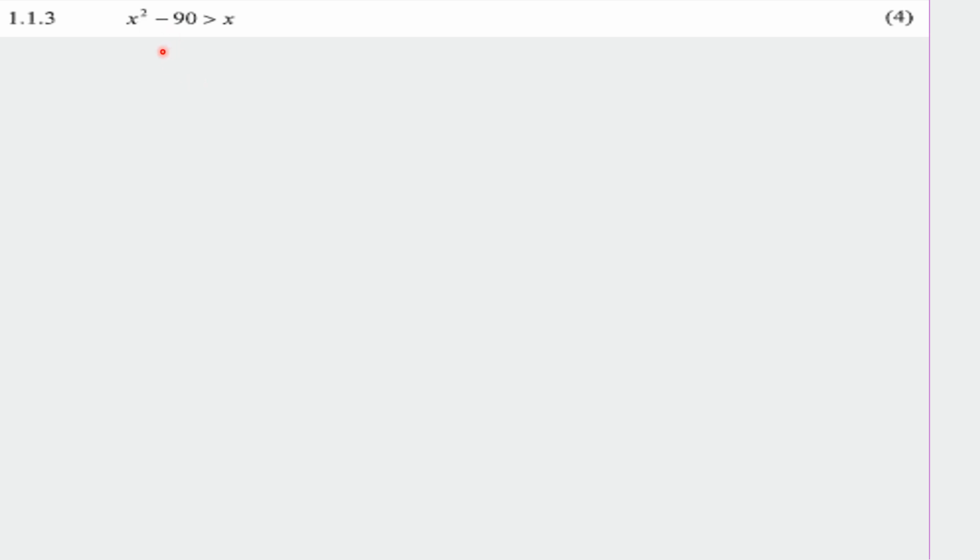Yeah? So if ever you have an inequality, the first thing that you want to make sure is that on your right hand side you only have 0, so that you can get your critical values. So we'll first have to transpose this x to come to the left hand side, so that we are only left with 0 this side. This is the simplest way.